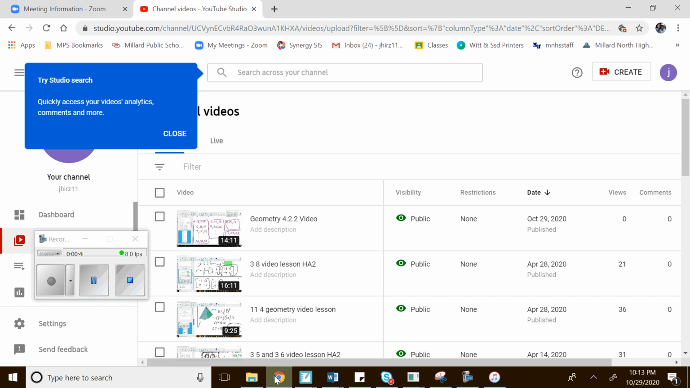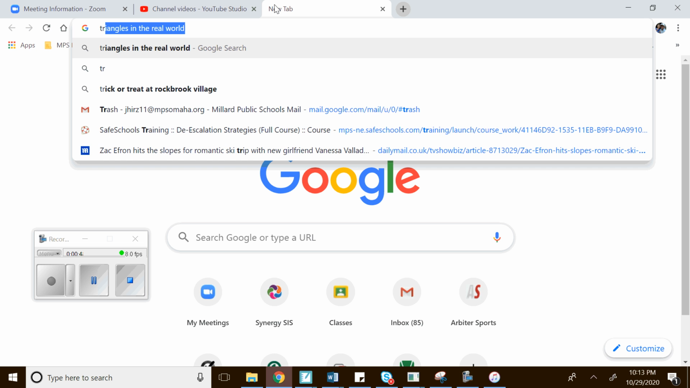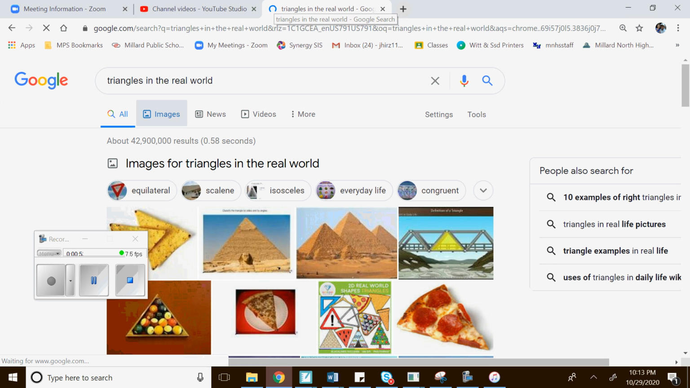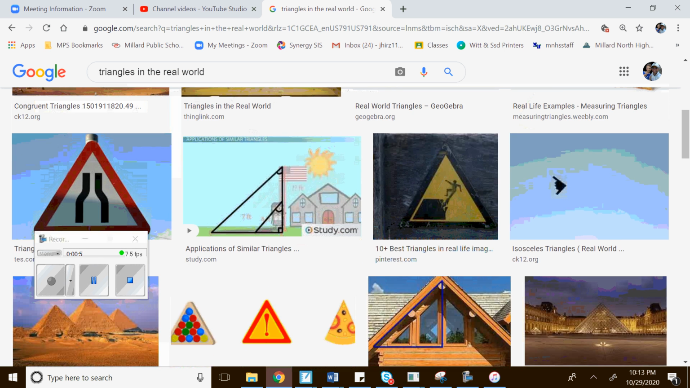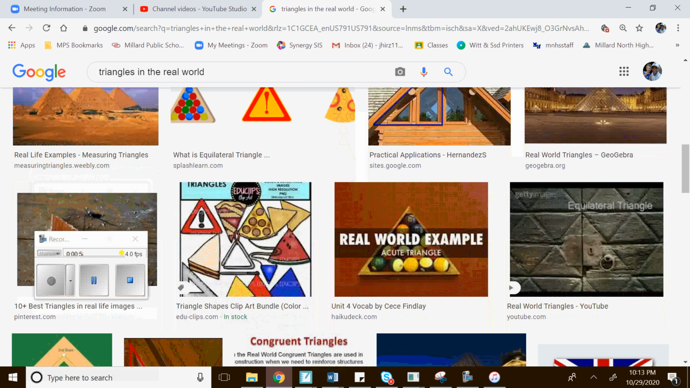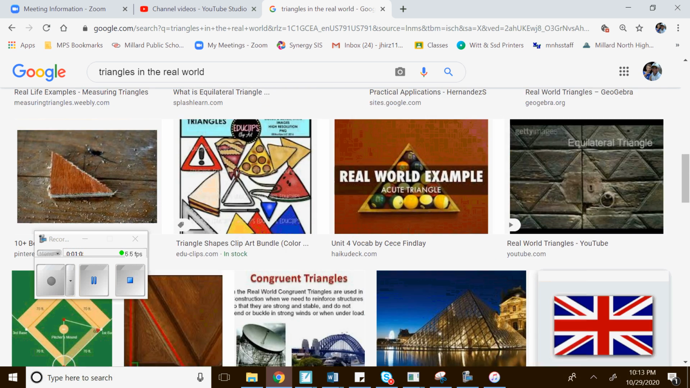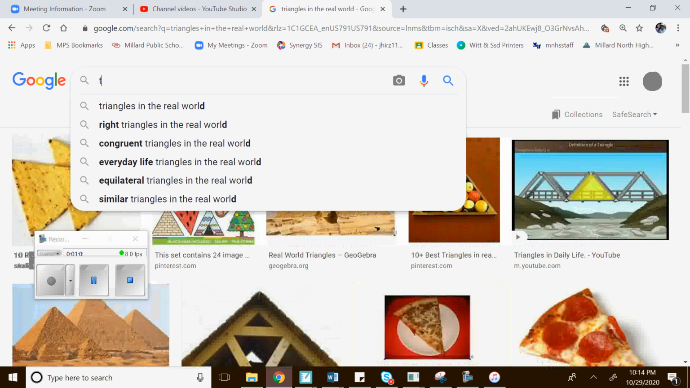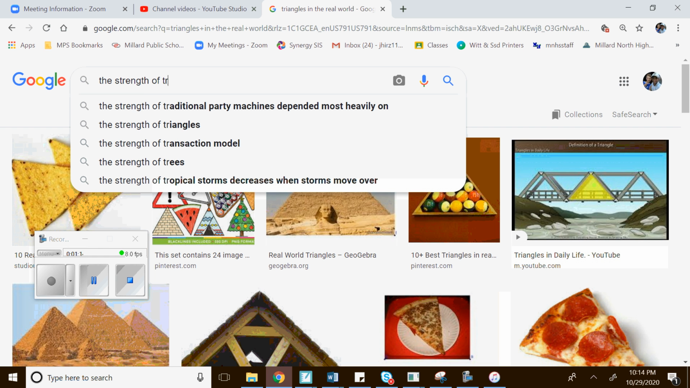Triangles in the real world. Just want to show you, bridges, structures, basically anything geometrically related is going to start with a triangle. And the reason for that is I want to show you this too, the strength of triangles.